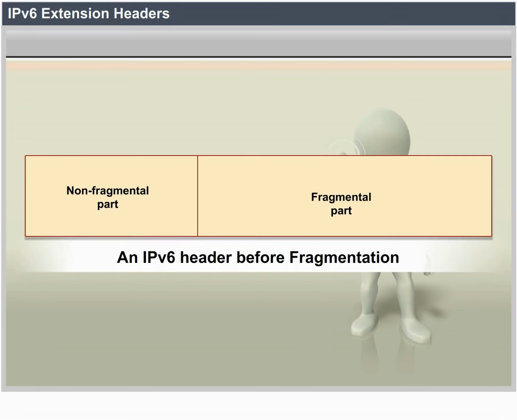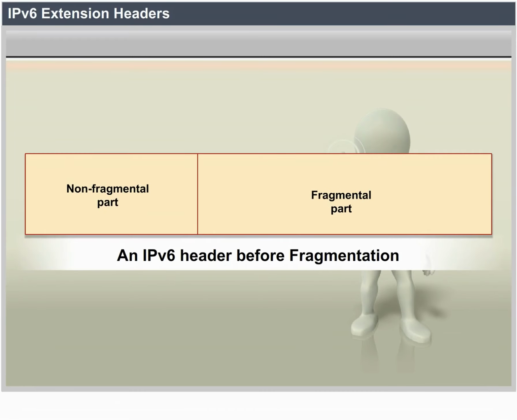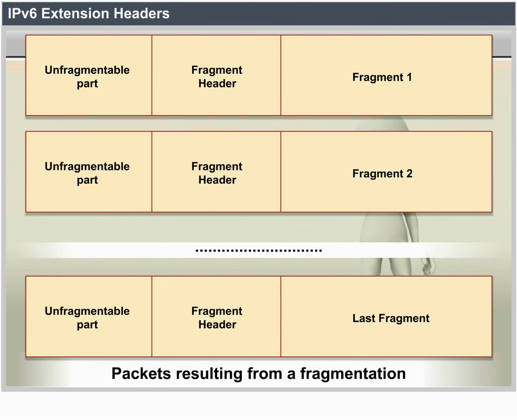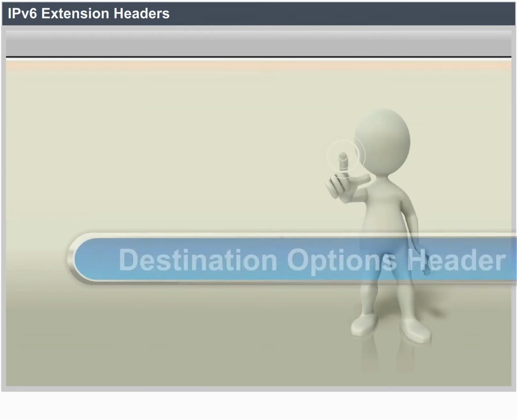Figure: an IPv6 header before fragmentation. Figure: packets resulting from a fragmentation. Destination options header.